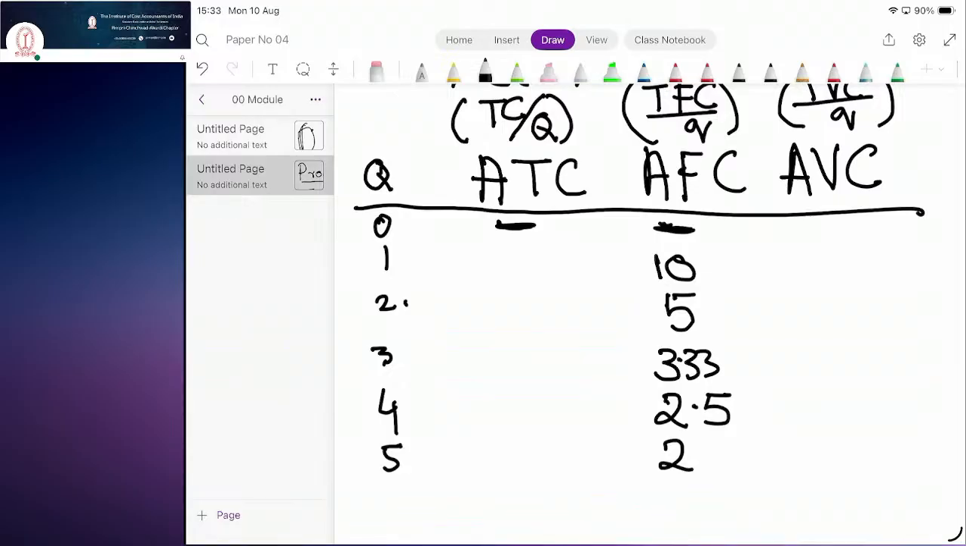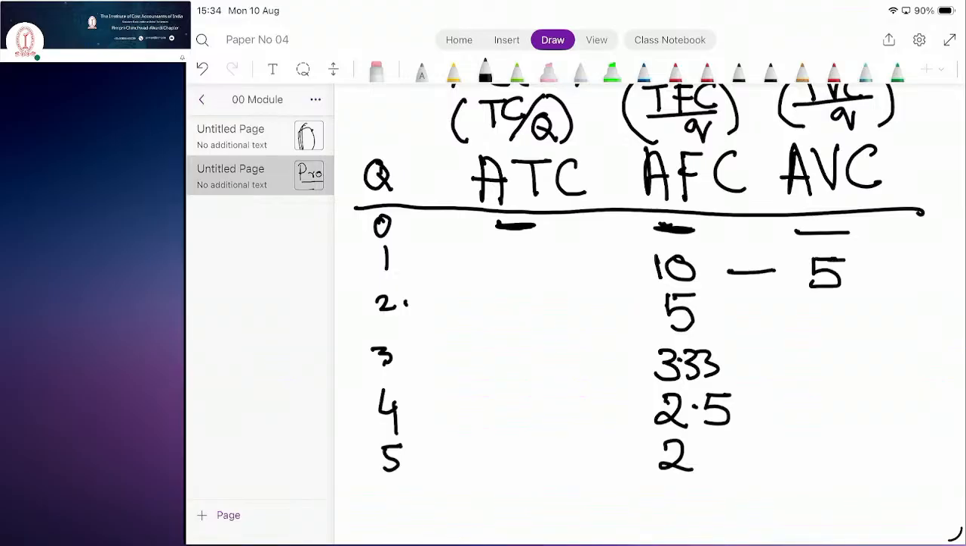Calculate AVC. Divide total variable cost by Q. You should get a very simple number. See, division by 0 is not possible, so I put a dash for 0 everywhere in the average quantities. What did you get for the first one? What is AVC? Very good, 5. It's a very simple number.